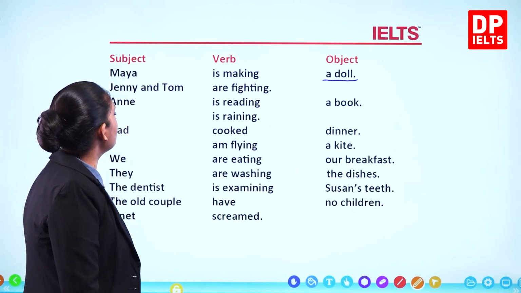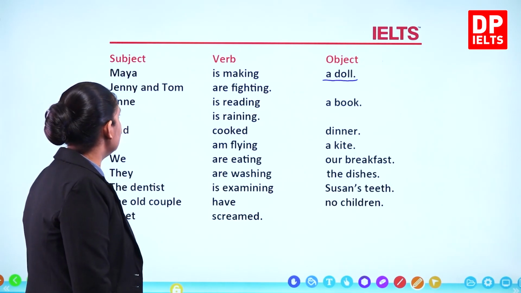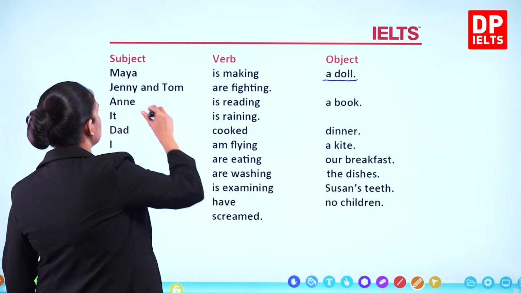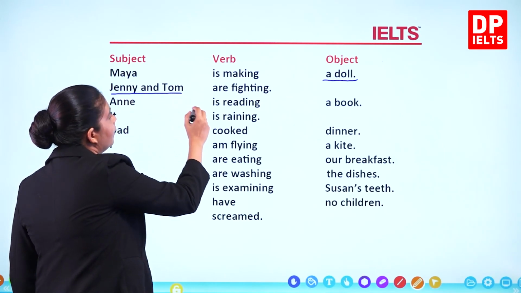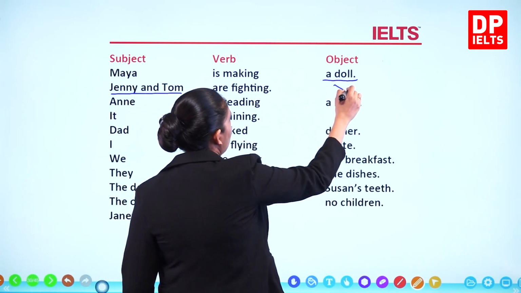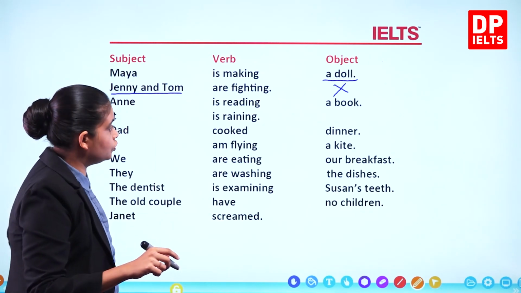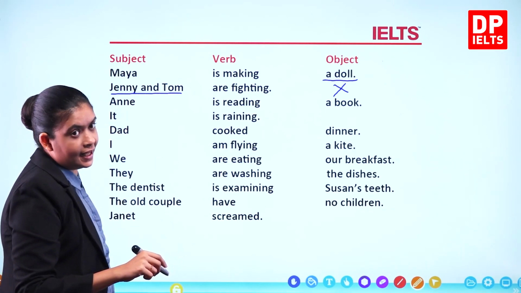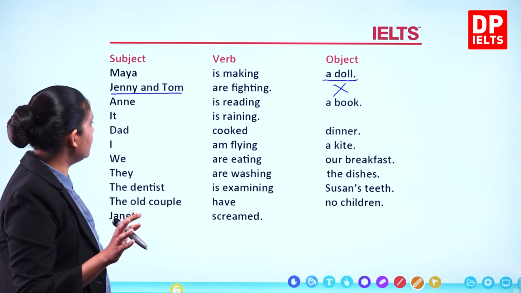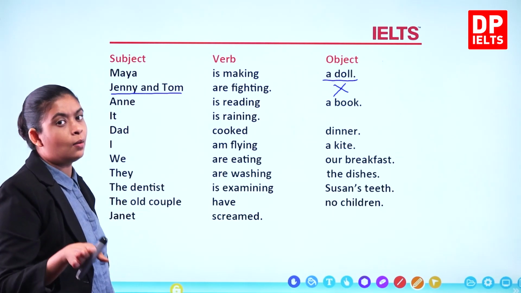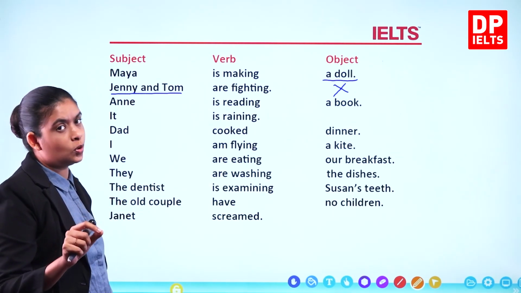Jenny and Tom are fighting. So you can see who is fighting? Jenny and Tom. But there is no object here. So as I told you, in a sentence, the subject and the verb is compulsory, but the object is not compulsory, right?